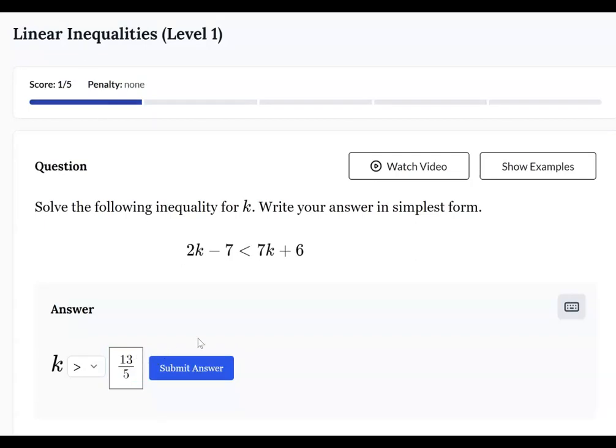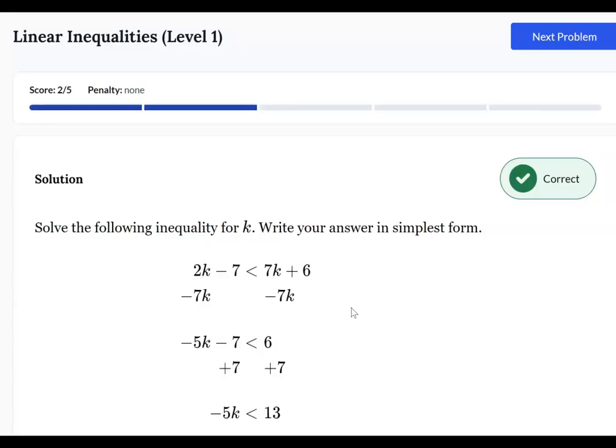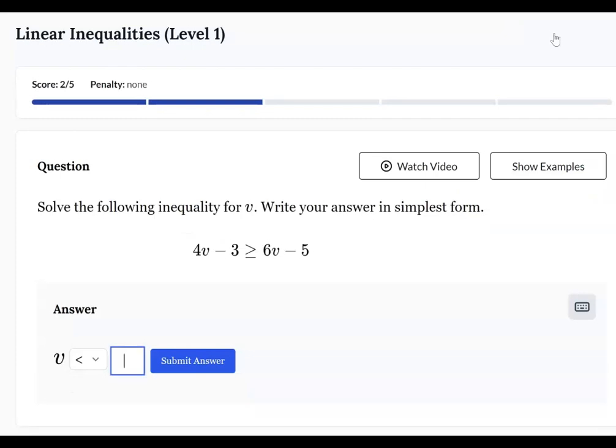I think I forgot my negative sign here, so I'll have to go back. That was a negative 13 divided by positive 5. All right, one more time.